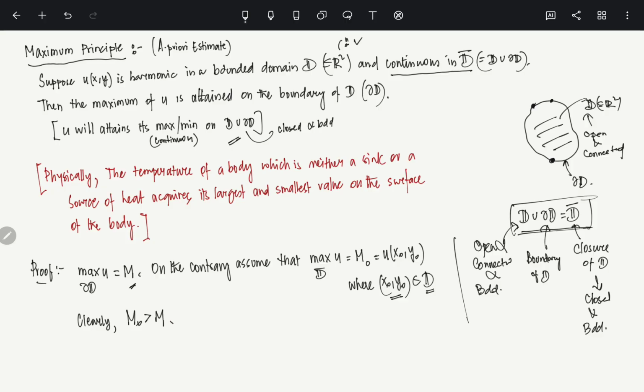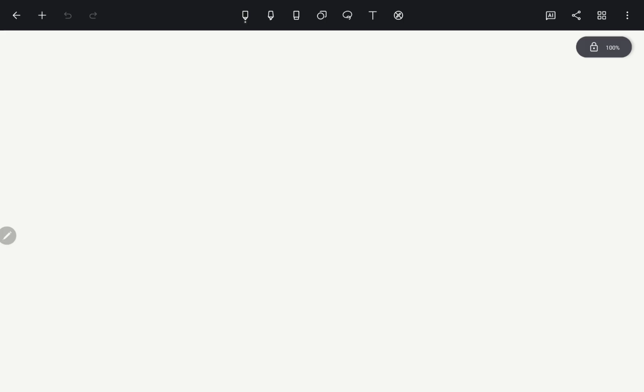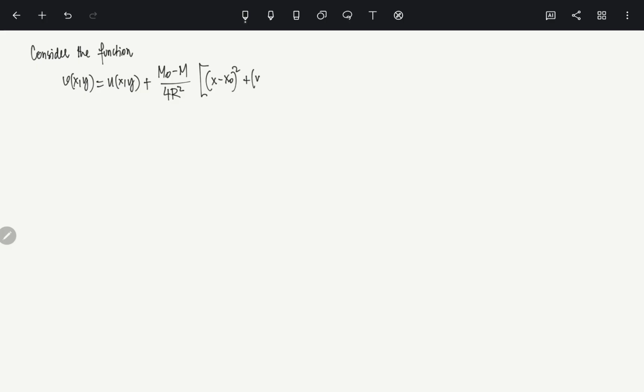Now with that in mind, let's consider a new function. What is the function? It is given by v of x y equals u of x y plus (m naught minus m) by 4r square, times (x minus x naught) square plus (y minus y naught) square. This is just a function. So u is already given to us. I am taking u and adding a positive function. See, this is basically the square of the distance between x y and x naught y naught.